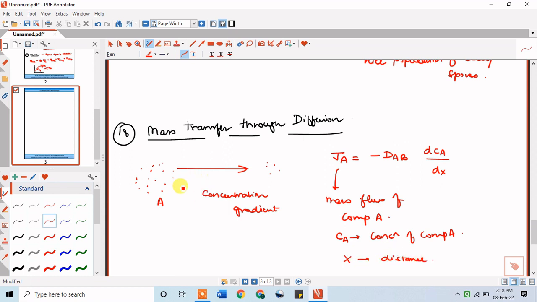Now what does dCA by dx mean? Basically it is telling you the concentration difference. Suppose there is a point, this is another point. So what is the concentration difference between these two points? This is molecule A that we are talking about, and let us say this is place X and this is place Y. So what is the concentration difference of molecule A between these two points, and what is the distance between these two points, which we call x.